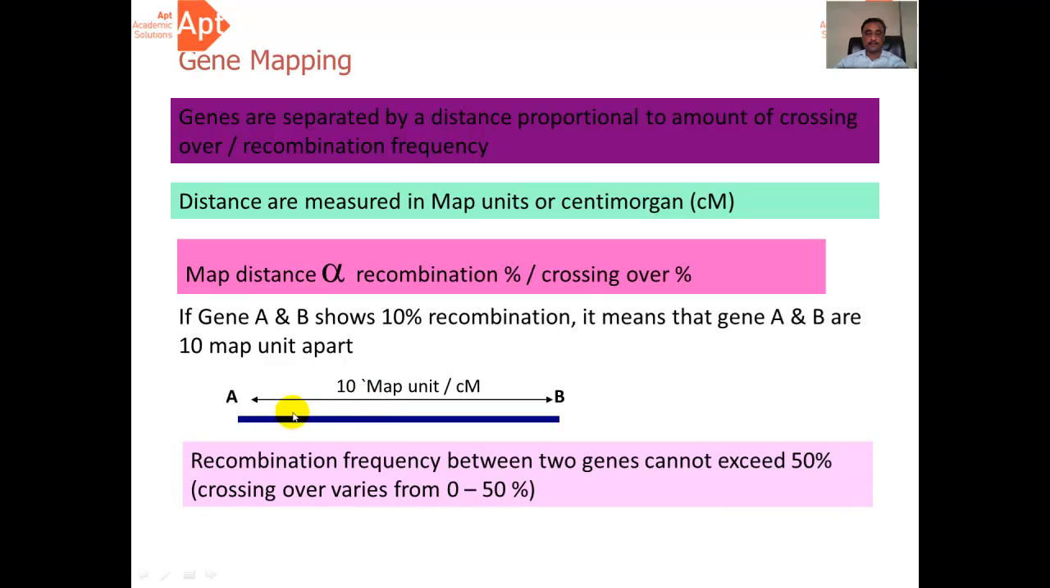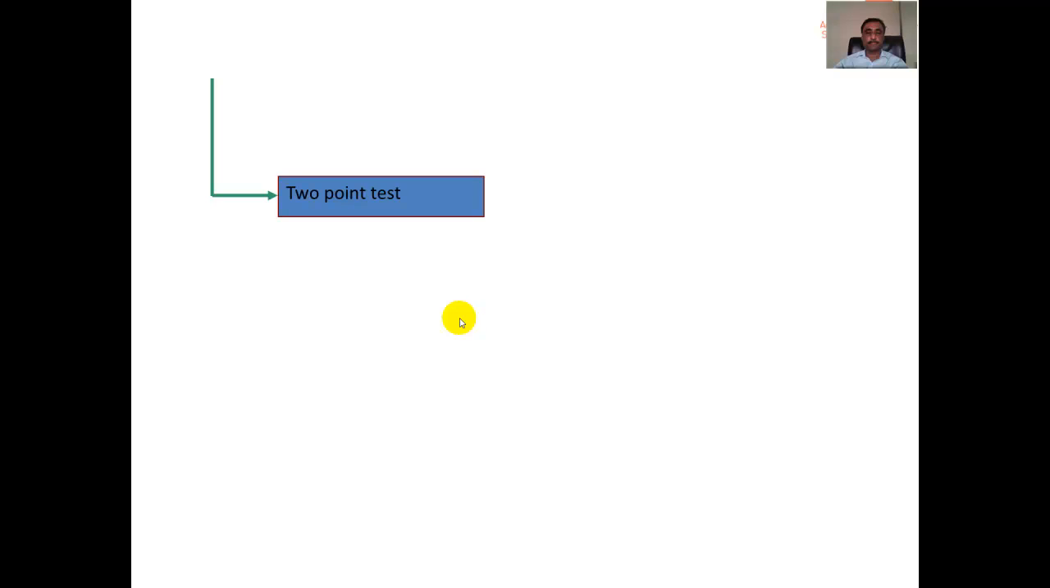We know very well that crossing over occurs at the four-strand stage, so the maximum percent of recombinants will be 50%. So the recombination frequency between them cannot exceed 50%.